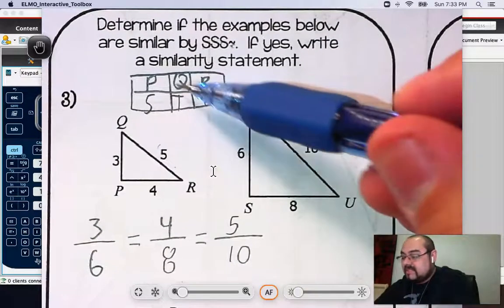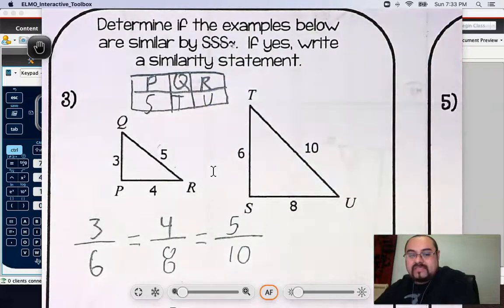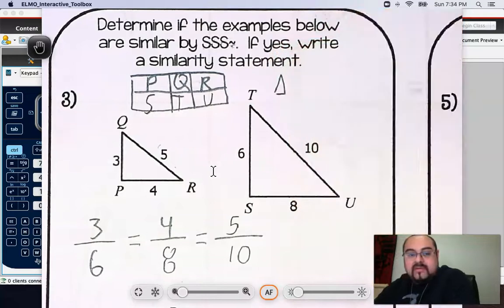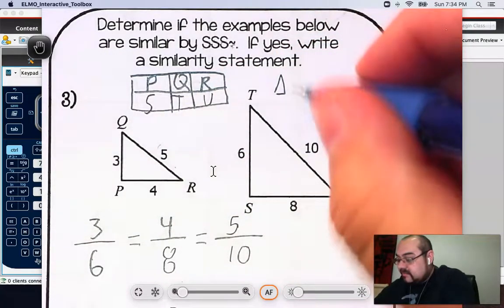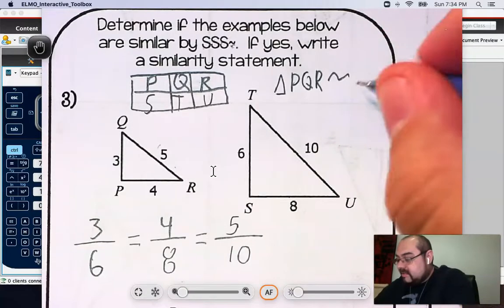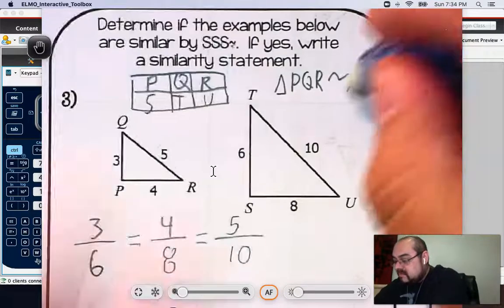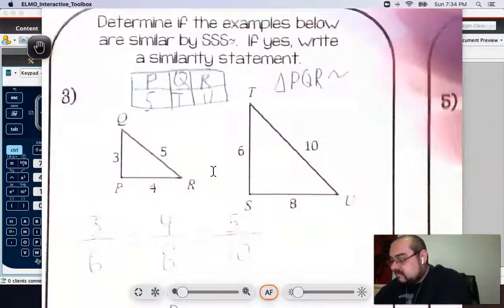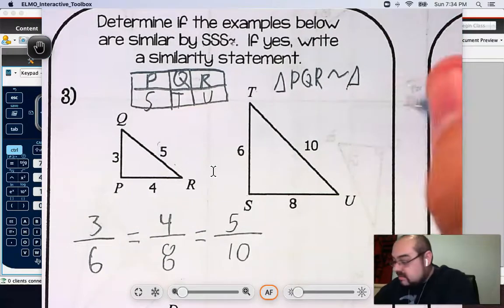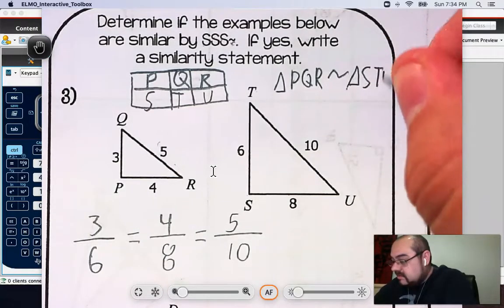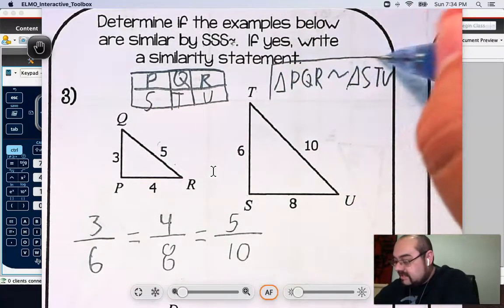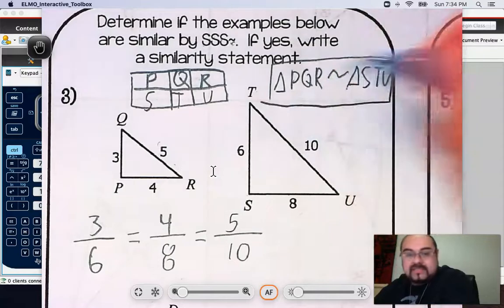Okay, so now that we have our proof, I'm going to go ahead and write my statement. Okay, I'm going to use this grid to write out my entire statement. And I'm going to say that triangle PQR, right? That's the first triangle. PQR is similar to triangle, oops, I wrote A, to triangle STU. Okay, and that's my answer. My answer is yes, and that's the similarity statement.